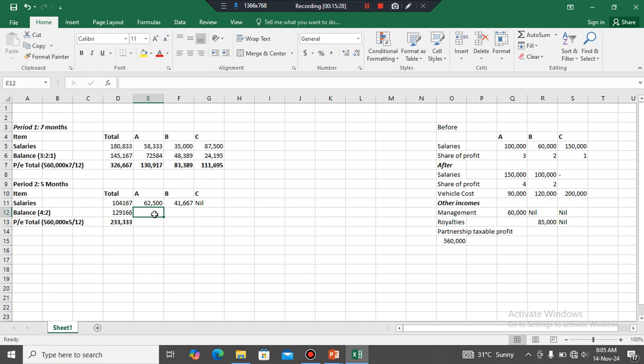With that said, now we need to do what? We need to apportion. So 4 plus 2, that's 6. So 4 divided by 6 times 129,166 is giving us 86,111. And then the remaining 2 divided by 6 multiplied by 129,166 is giving us 43,055. And then this side is nothing. Then here there's also nothing because this individual is not in the partnership. So now let's find the total for A, 62,500 plus 86,111.